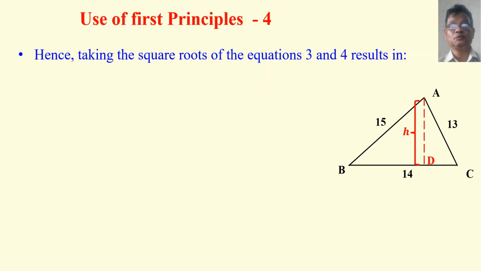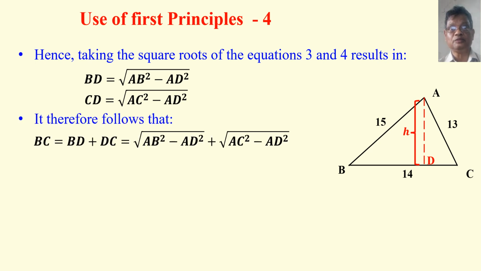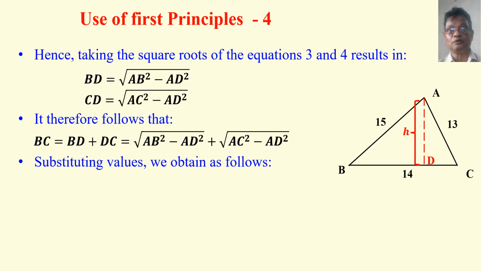Hence, taking the square roots of equations 3 and 4, we get BD is equal to square root of AB squared minus AD squared. CD is equal to square root of AC squared minus AD squared. It therefore follows that BC is equal to BD plus DC, which is equal to square root of AB squared minus AD squared plus square root of AC squared minus AD squared. Substituting the values, we obtain as follows.